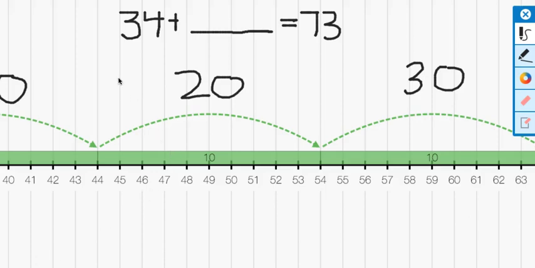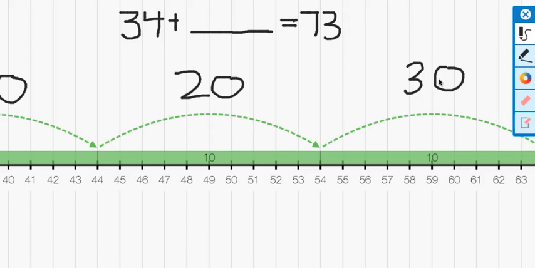In this video, we're going to solve this equation, 34 plus something equals 73. We have an addition equation, and we're going to count up to find this missing part. What we're really doing is finding the difference between 34 and 73.